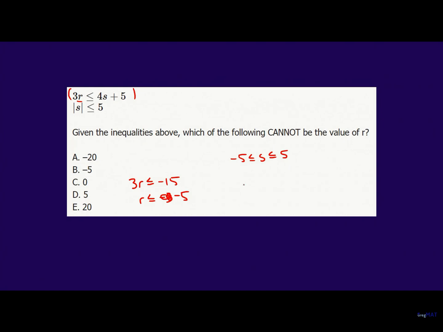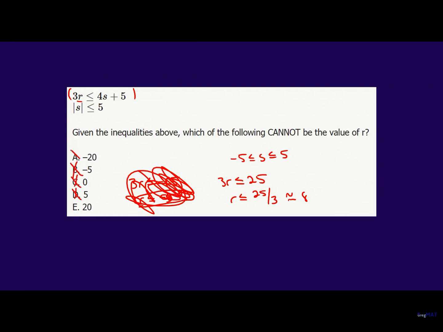Yeah. So now we plug in the 5, so we get 3r is less than or equal to 25, right? Yeah. So r is less than or equal to 25 over 3, which is about 8. Let's just call that 8. Now the cool thing is r is less than or equal to 8. Doesn't it include this, yes or no? Yeah, it does. So who cares, right? It's the same thing. So now we know that r must be less than 8. Okay. Got it. Cool. Thanks. Yep, no problem.